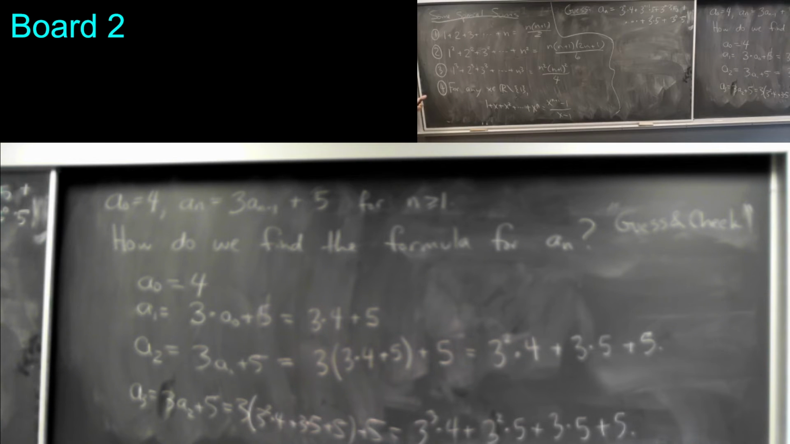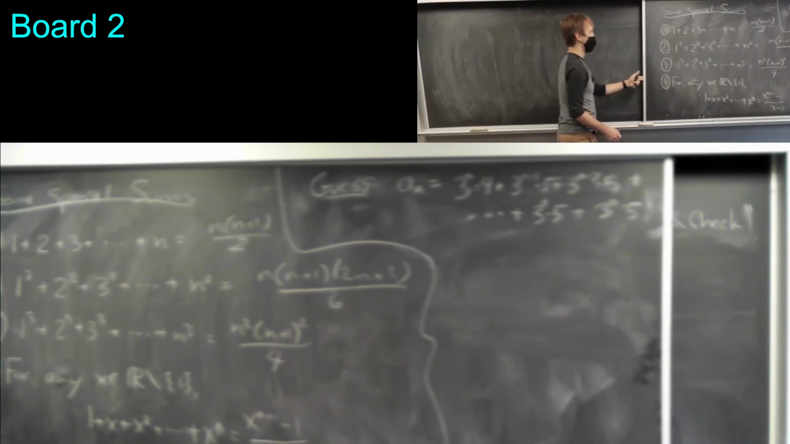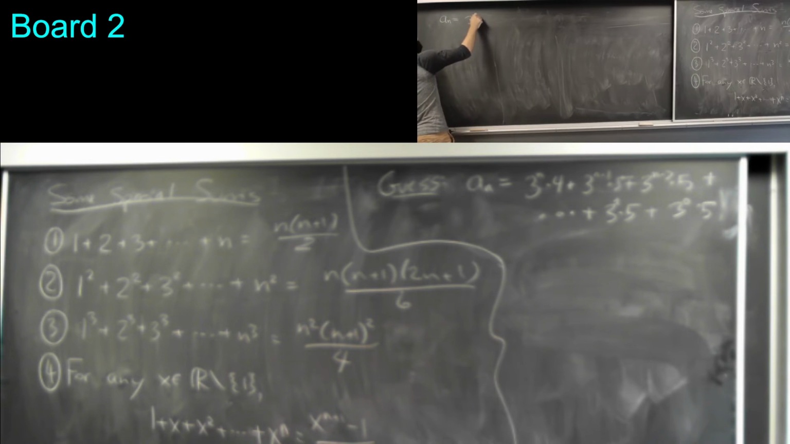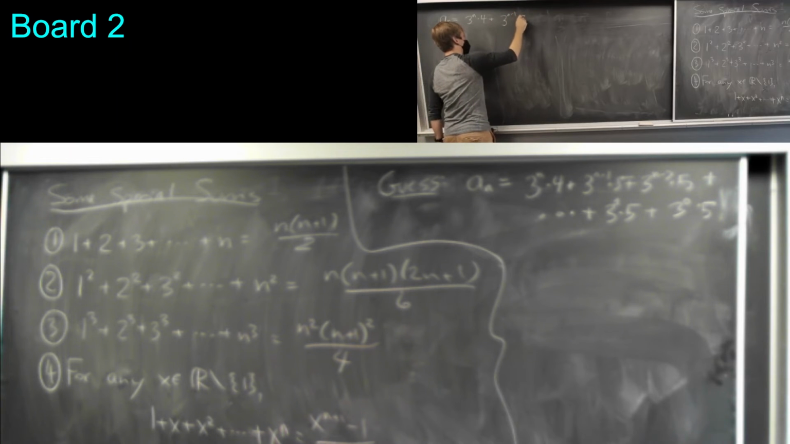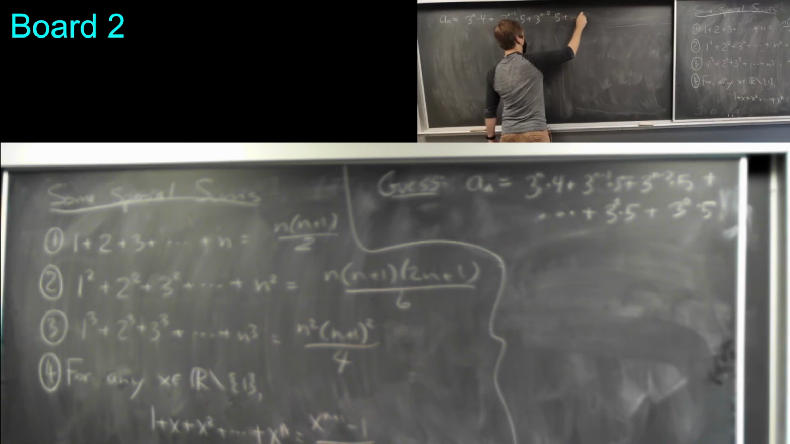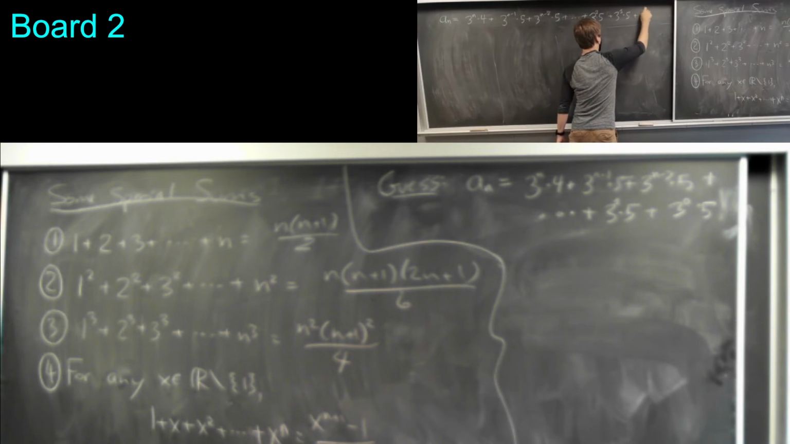We can actually simplify this a bit. So what I'm going to do is simplify our guess and then prove that it's true. Let me rewrite this, because that was not great. So 3 to the n times 4 plus 3 to the n minus 1 times 5 plus 3 to the n minus 2 times 5 plus dot dot dot down to 3 squared times 5, 3 to the 1 times 5, 3 to the 0 times 5.